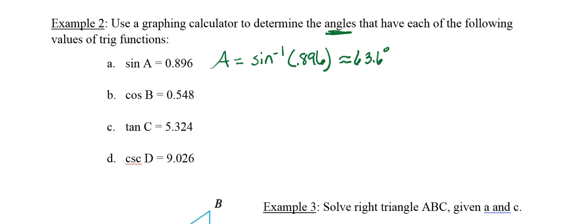degrees. Okay? So when I'm looking for angle B, I'm going to do the inverse cosine of 0.548.